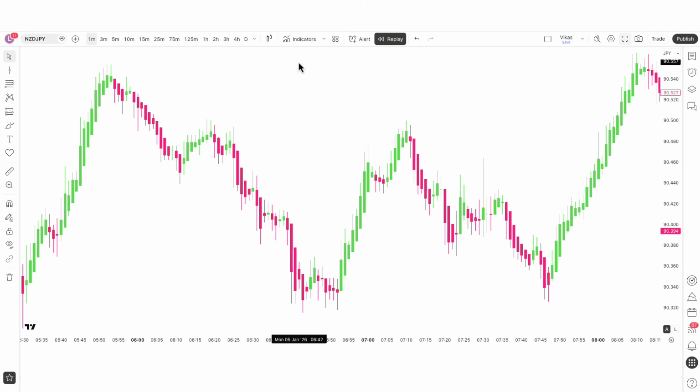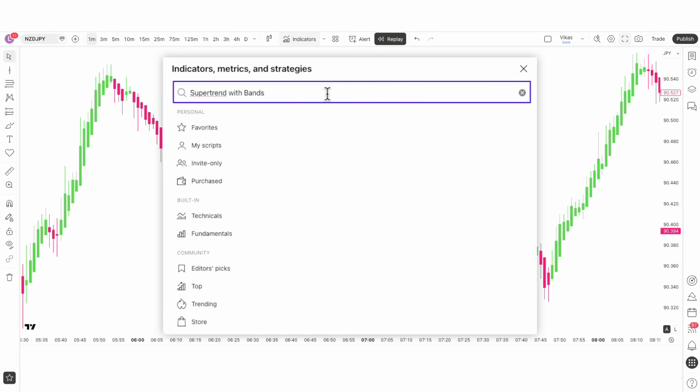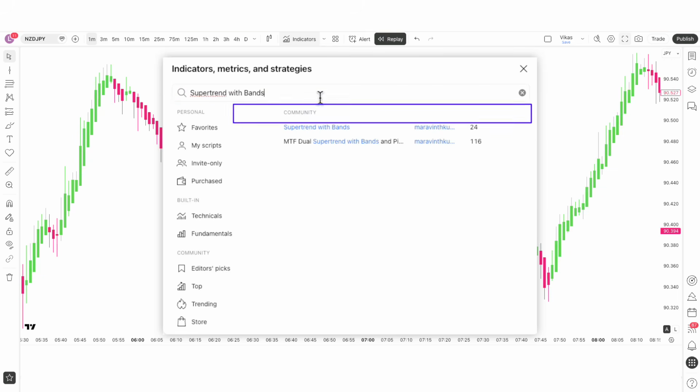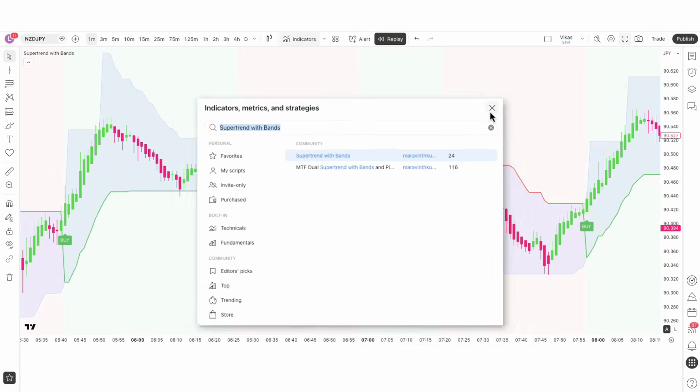And don't sweat the time frame either. Next, you'll want to find those magic indicators. Head over to the Indicators tab and search for the Super Trend with Bands. Select the indicator made by Maravinth Q and add it to the chart.